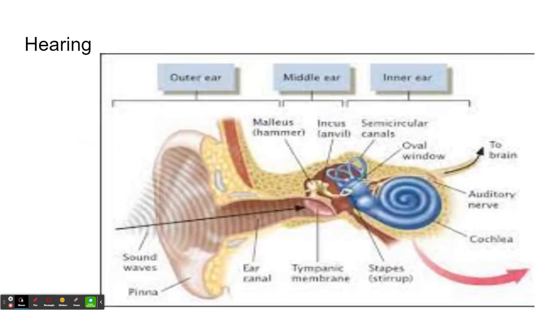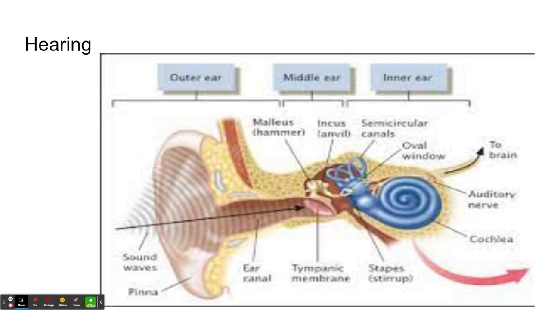Next up, we have hearing. You have your outer ear, which is just your pinna and your ear canal, and then your middle ear, which is your tympanic membrane, your eardrum, and your ossicles, your hard bones: your hammer, your anvil, your stirrup.